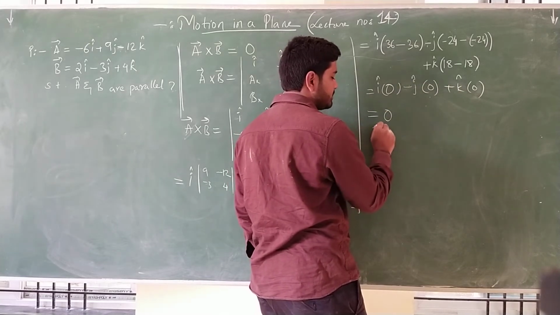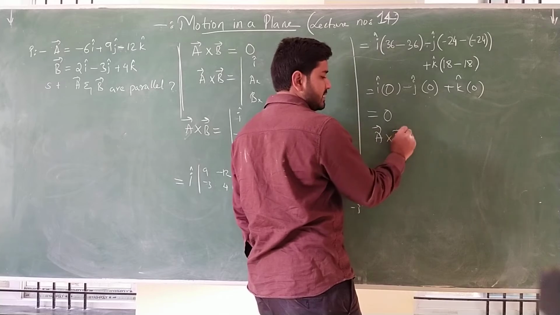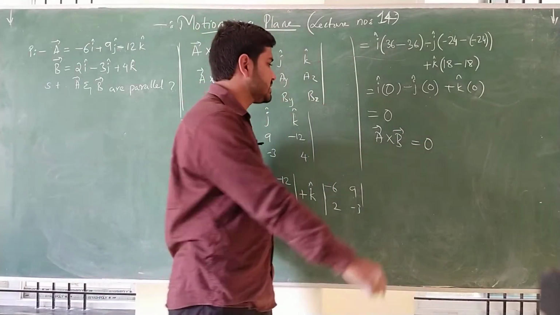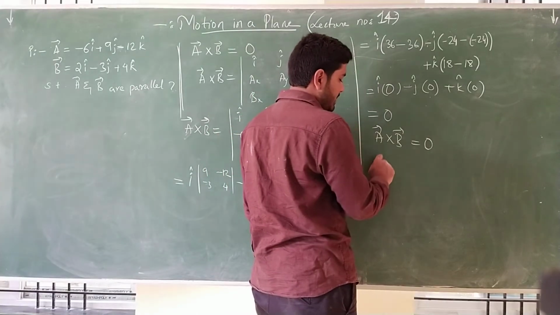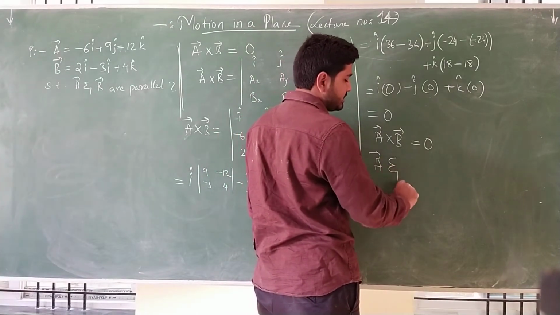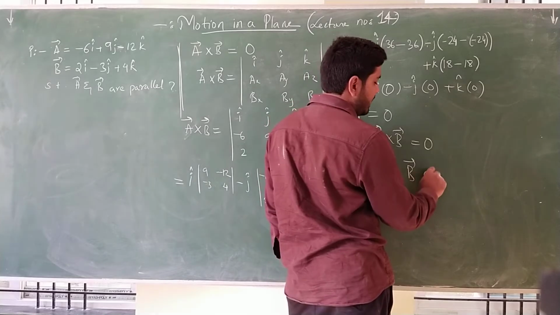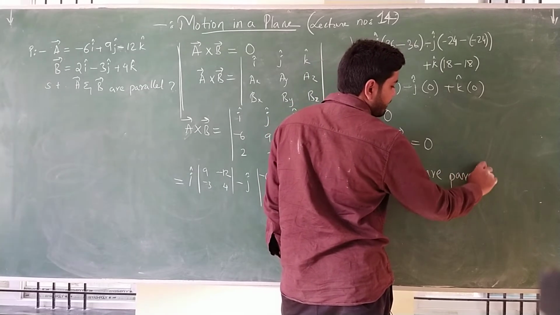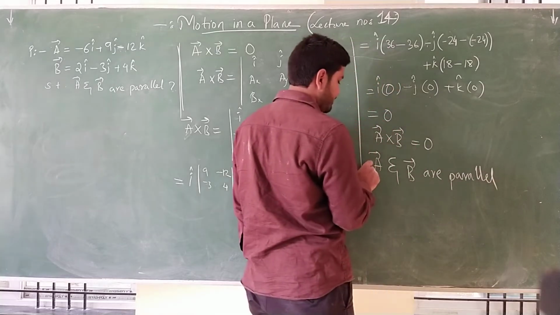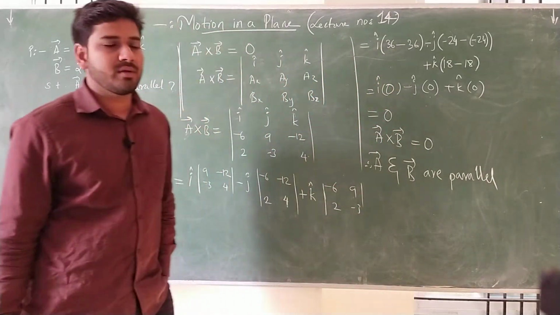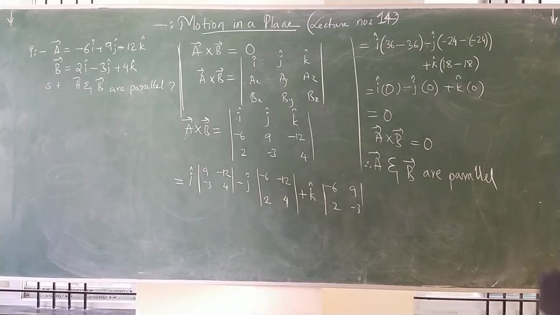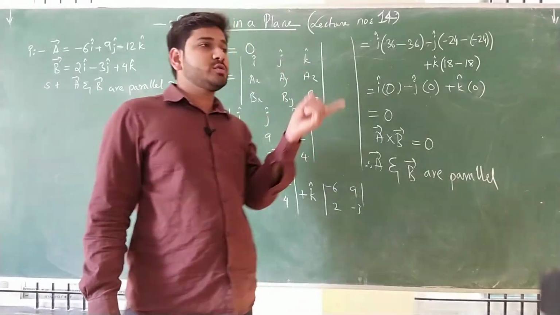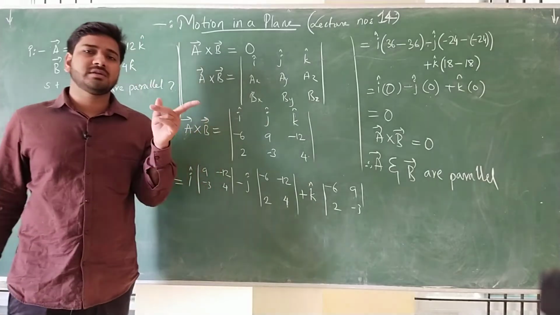So vector A cross vector B is 0. So the cross product of these two vectors is 0. Therefore vector A and vector B are parallel. Understood this? Okay. So this is the way to calculate the cross product, and there is only one condition: the cross product of two parallel vectors is 0.